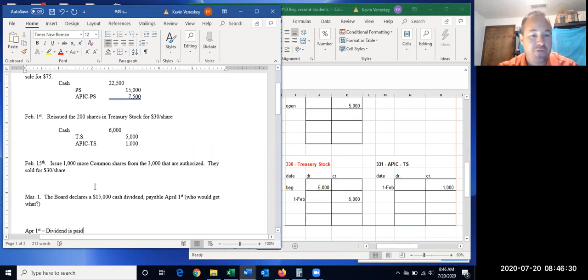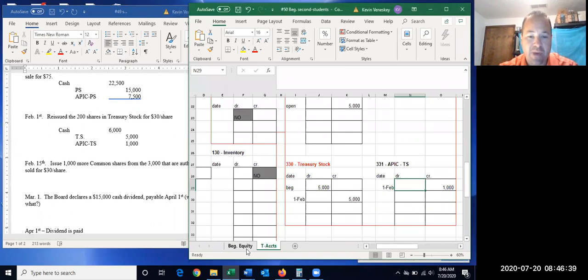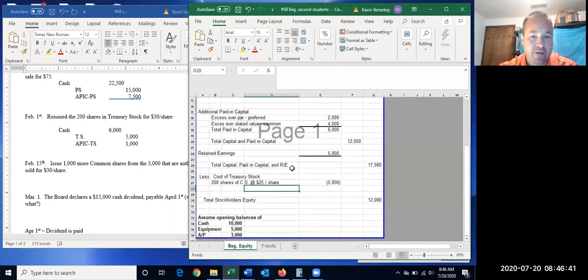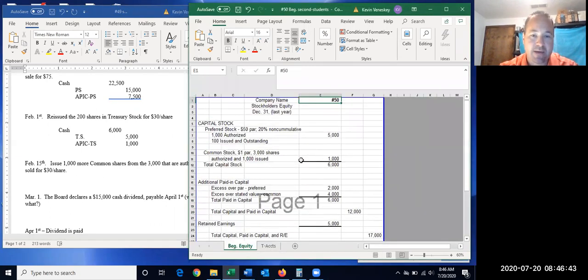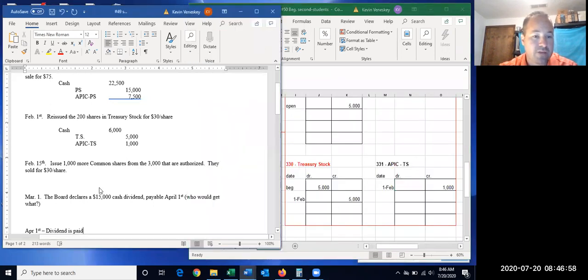So we now issue 1,000 more common shares from the 3,000 that are authorized, and they sold for 30 bucks a share. If I go back to my common stock, I have 3,000 shares authorized. I've only issued 1,000. So I can still issue more. I still have 2,000 left that I've never issued. So out of those 2,000, I'm issuing 1,000 of them right now.